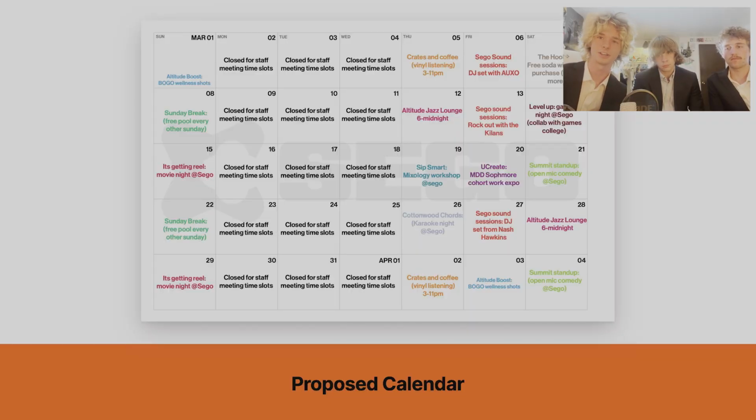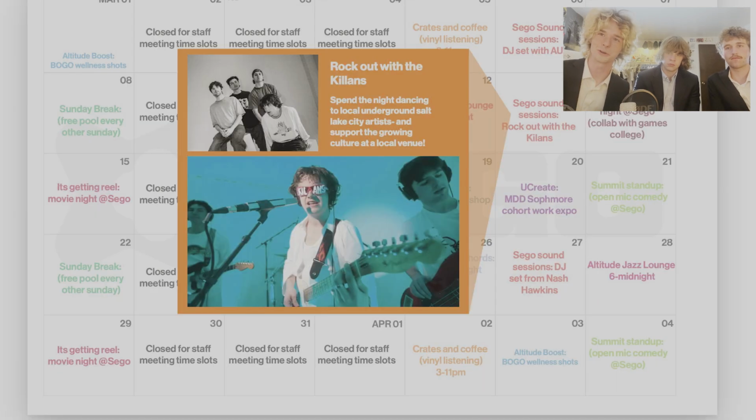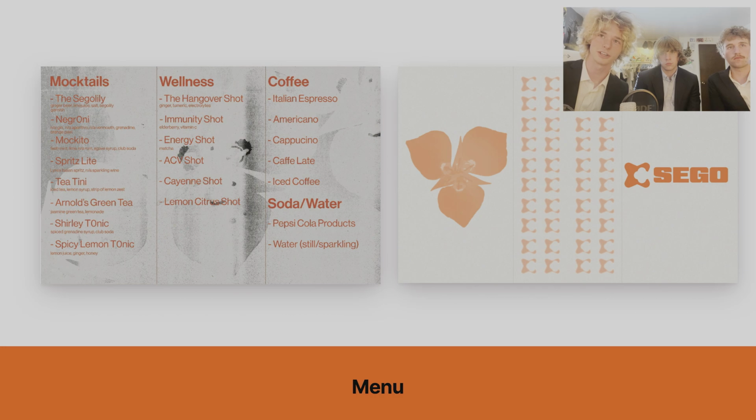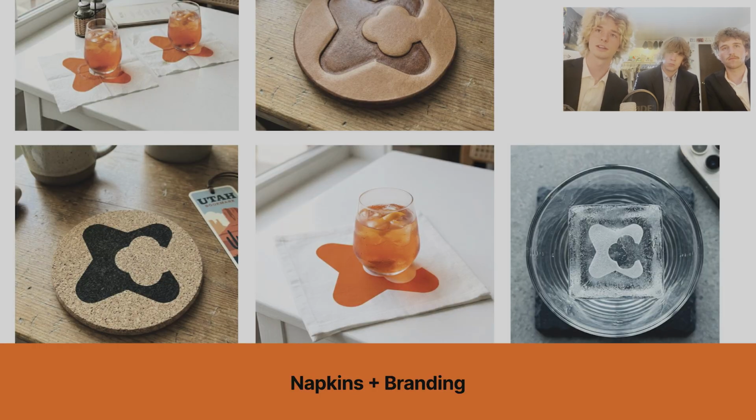Our brand book materials start here. This is our mock proposed calendar where we have events like inviting the Killins, a local Utah band, to play, very popular with students. Our menu comes next with specialty drinks that were researched throughout all of the Salt Lake City area, going to various bars and picking their non-alcoholic drinks and finding out which ones were the best. And in Denver, going to a lot of different non-alcoholic bars. Here's a bit of our napkins and branding.